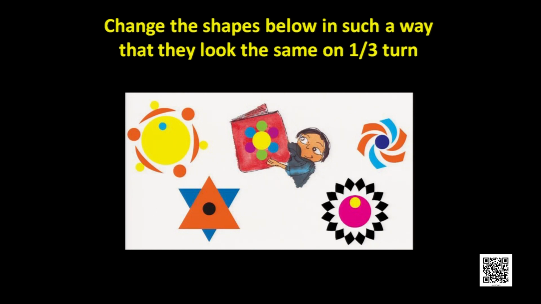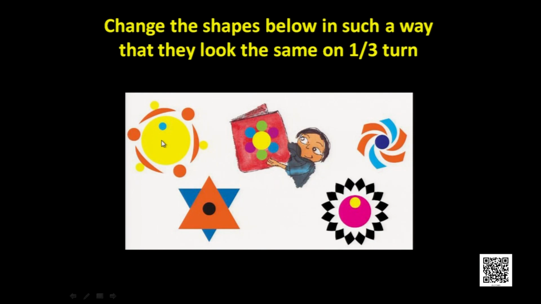Now, change the shapes below in such a way that they look the same on a 1/3 turn. You now see this picture. Now, on a 1/3 turn, will it look the same? No, because here you see this blue color part, this one, if I make a turn like this, it will come in this direction. So this picture, after rotation of 120 degrees or a 1/3 turn, here it will come. So the look will be different.